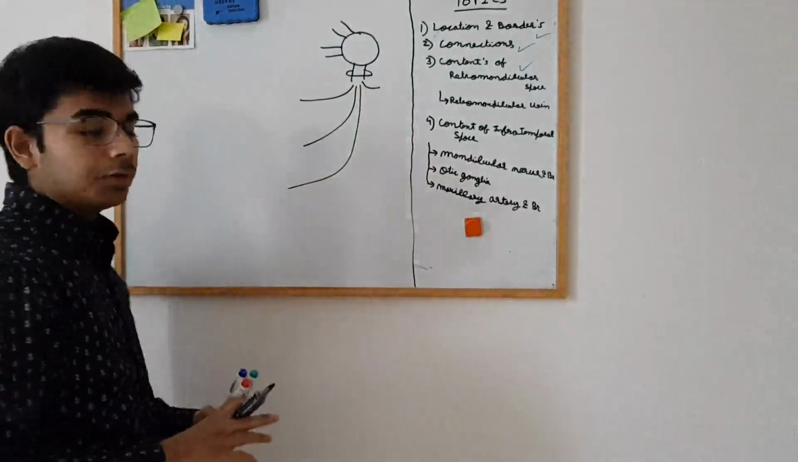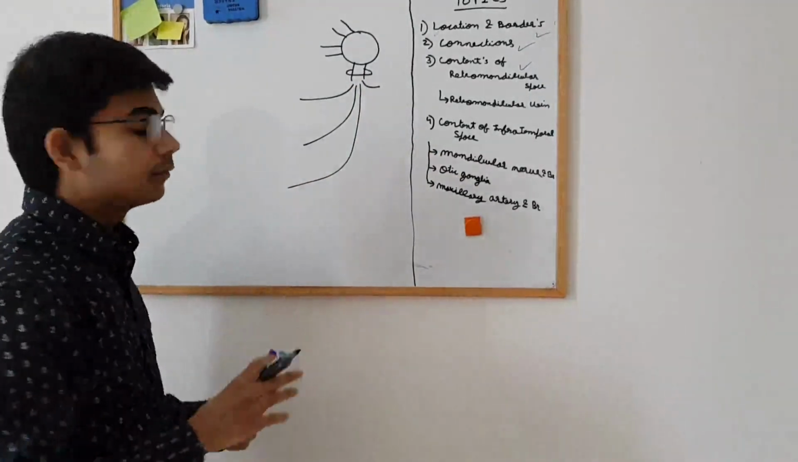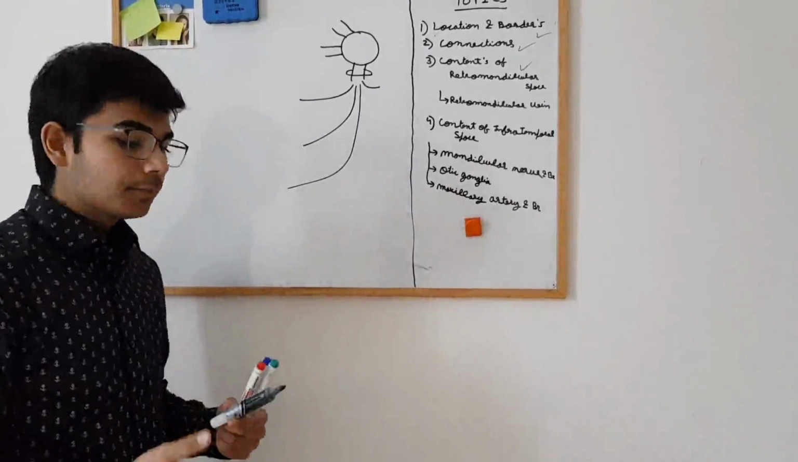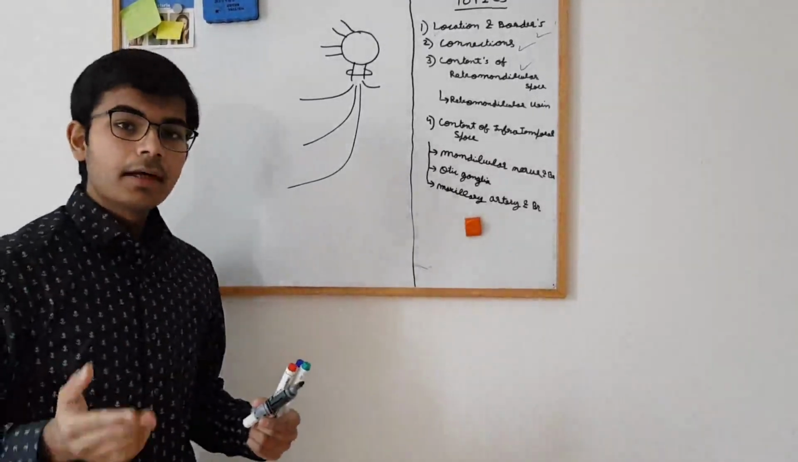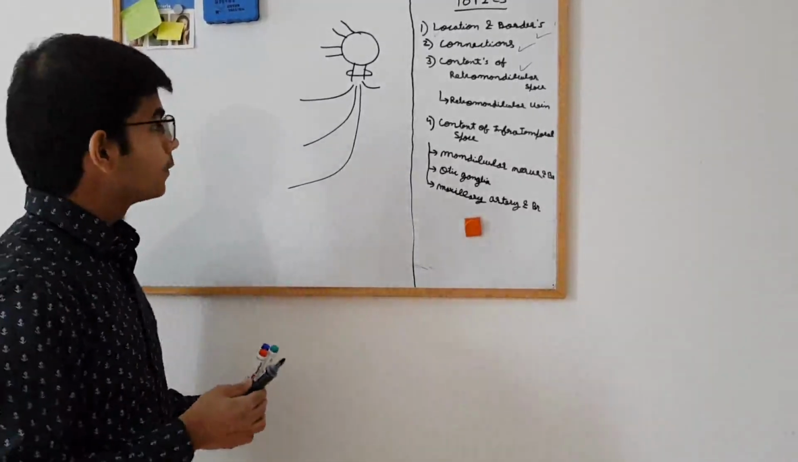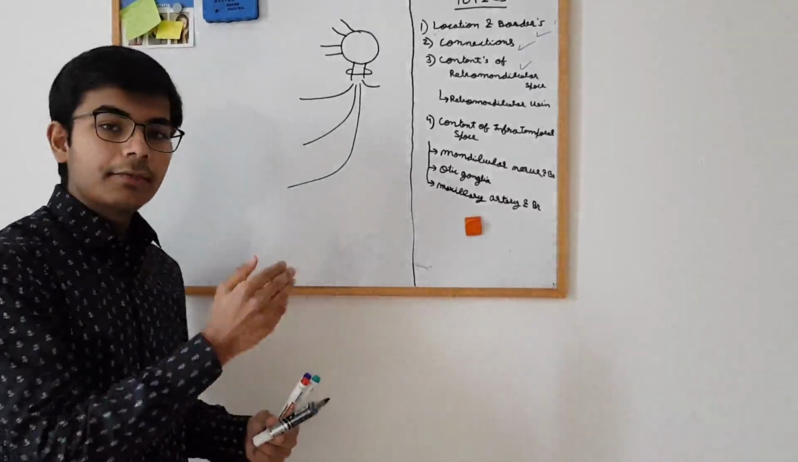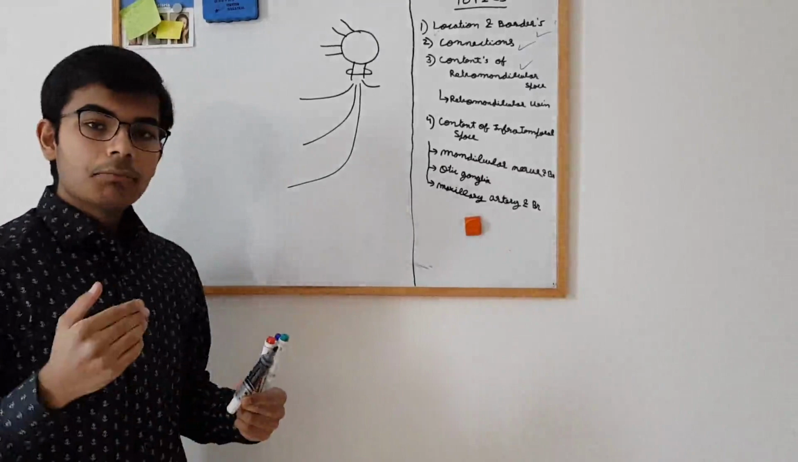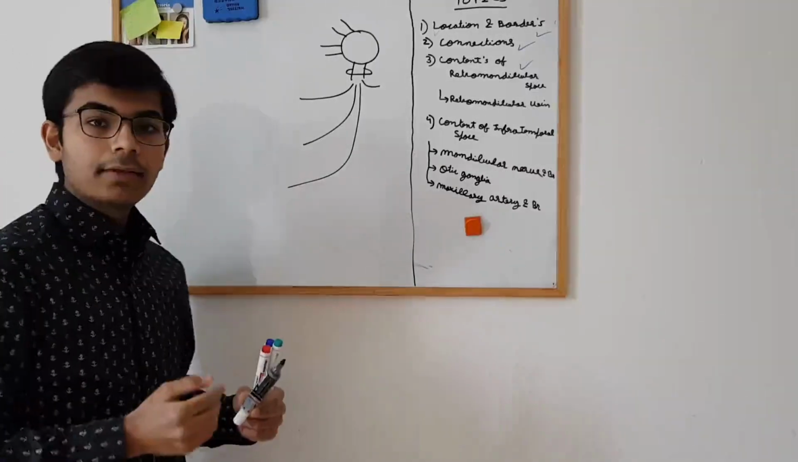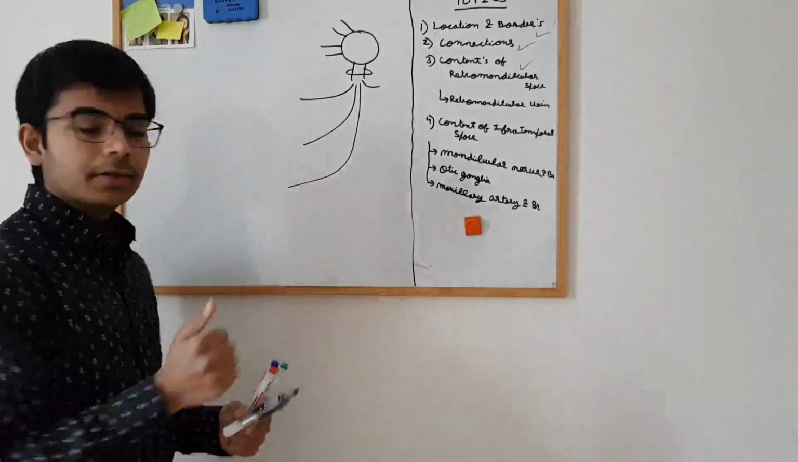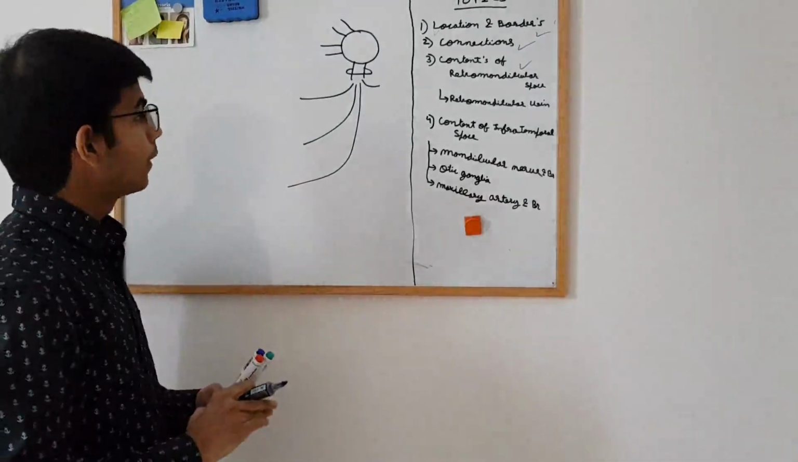And before I continue, I'd like to mention that the mandibular nerve is a mixed nerve. This means that it contains afferent and efferent fibers. So it carries sensory fibers carrying information from the periphery to the center, and it also contains motor fibers that innervate the masticatory muscles and other muscles that we will be mentioning later on.